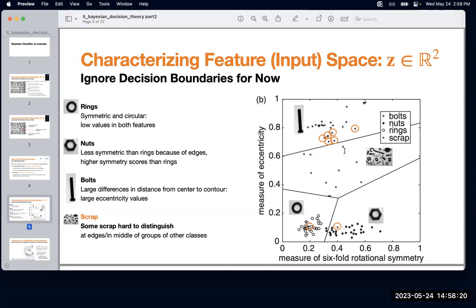If you see here, the circled ones are examples of misclassifications based on these decision boundaries, because the X here would be representing the scraps, and you would expect the scrap to be in this region here. But if you have a scrap in another region, this means that this is essentially a misclassification given those decision boundaries.